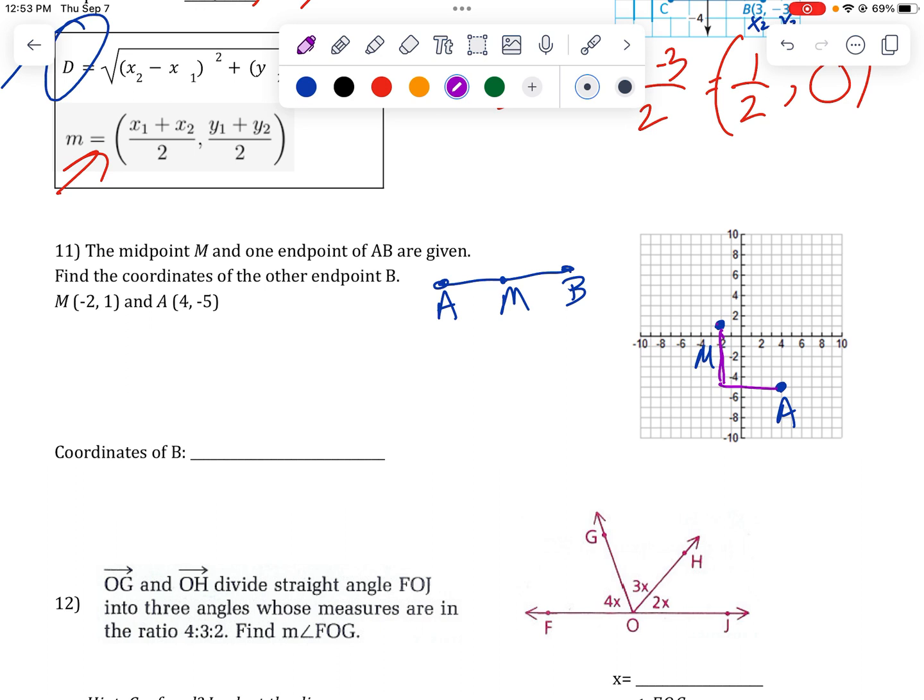So that means I got to go 6 units to the left. Where am I at? -2. So 6 units to the left and then 6 units up. So let's go 6 units up. Okay, look at that straight line tool that it just happened to do. All right, so my new point, my point B, is right there. So my answer will be -8, comma, 7.